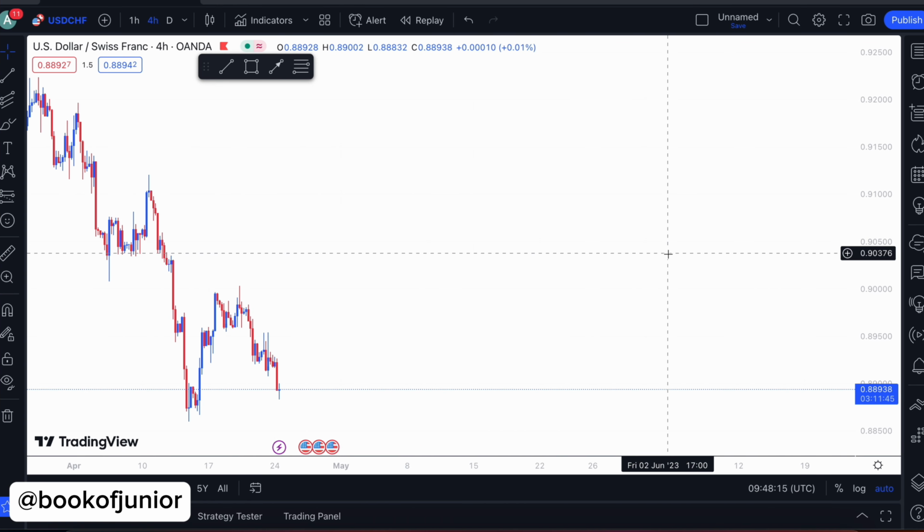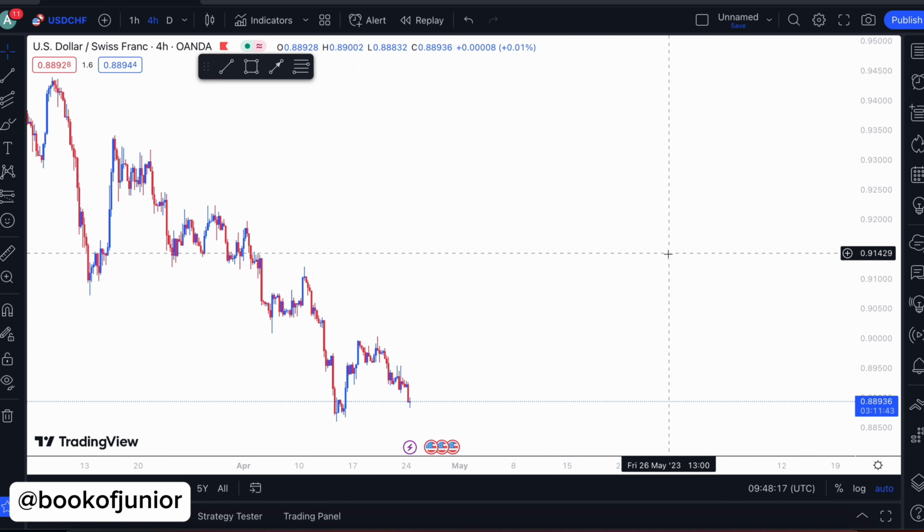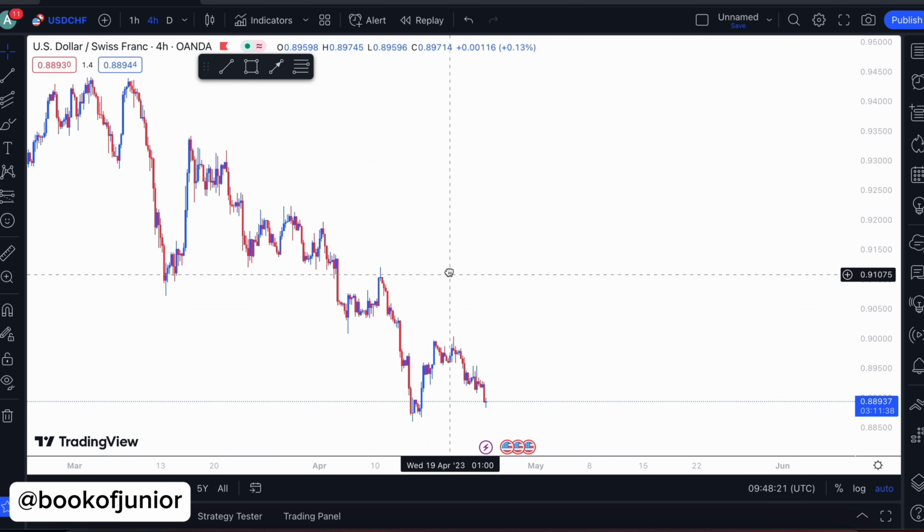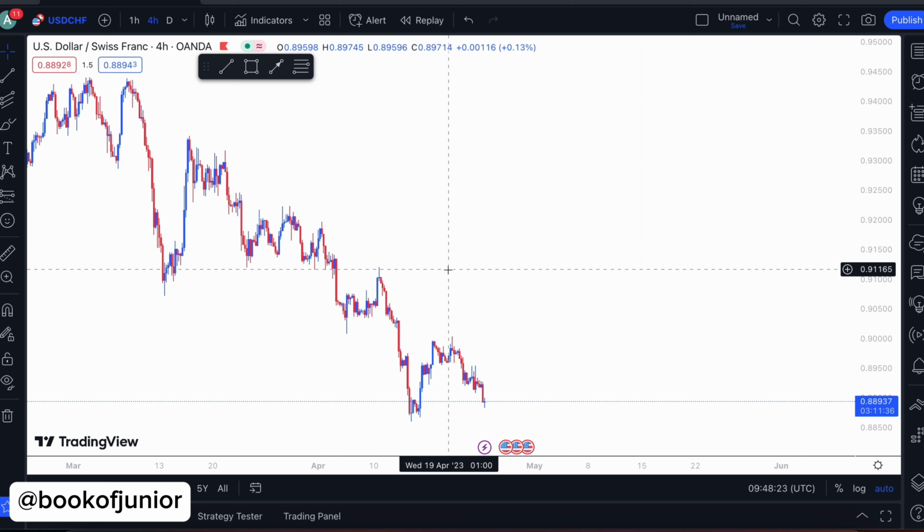So today guys, we're looking at the Fibonacci retracement. First of all, what is a Fibonacci? Fibonacci is a sequence of numbers. And then Fibonacci was invented by Fibonacci. He was an Italian mathematician.